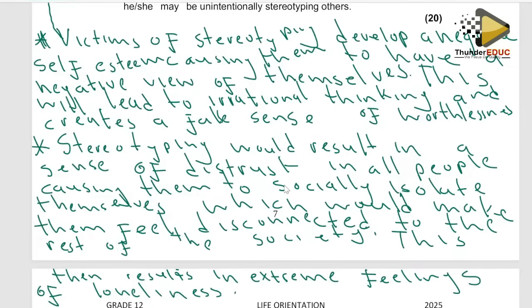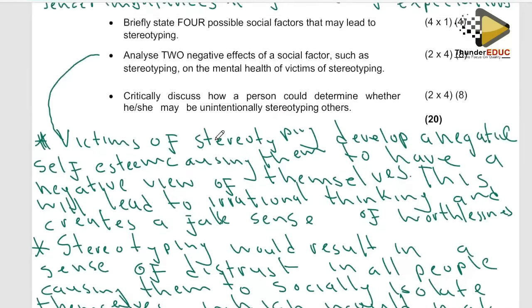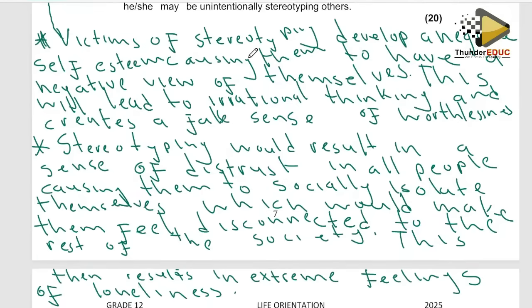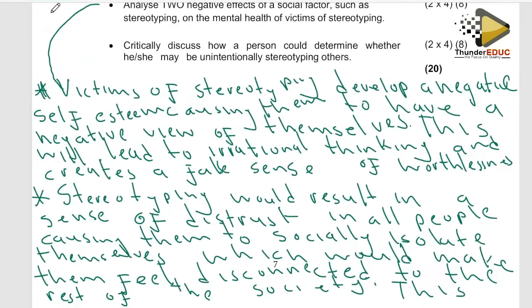So these are the negative effects of stereotyping. This is how stereotyping affects the mental well-being of victims. Now, the next question reads, critically discuss how a person could determine whether he or she may be unintentionally stereotyping. How do you, as an individual, determine whether you are unintentionally stereotyping others?